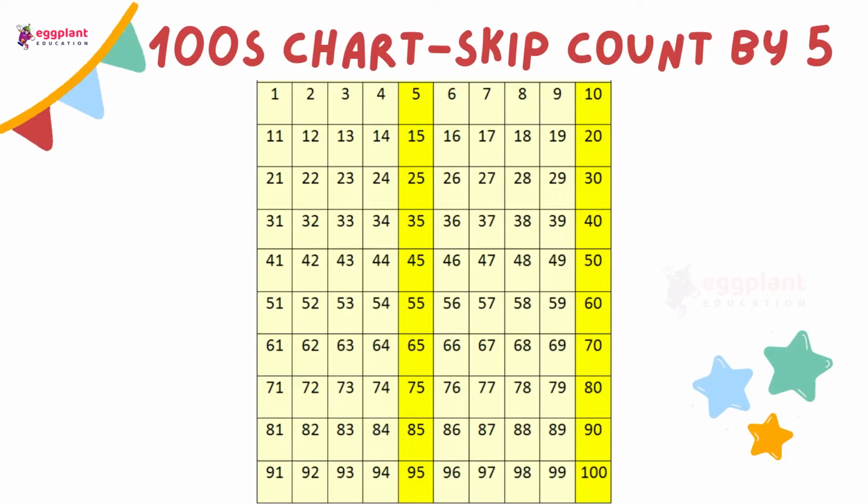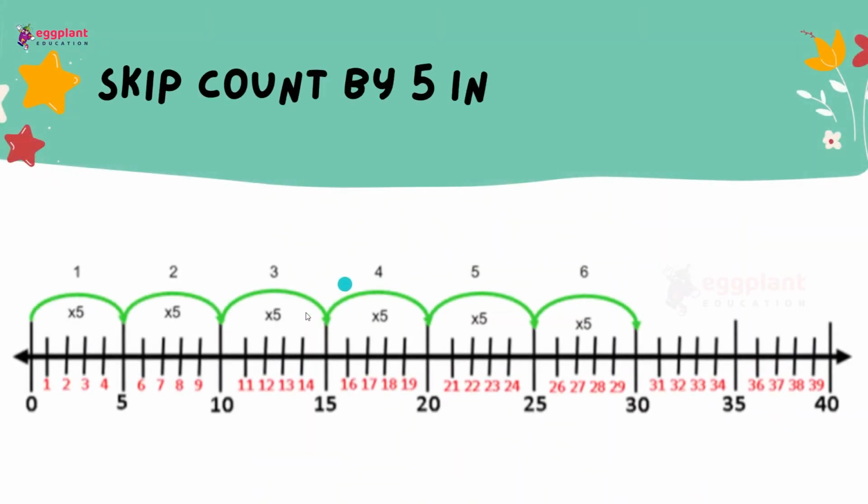So let's look at number line. Skip counting by fives in number line. While looking at the number line, you can see it very clear. 0 to 5, 5 to 10, 10 to 15. It keeps skipping. Yes? It skipped 5, 5, 5. So this is the skip counting by fives.